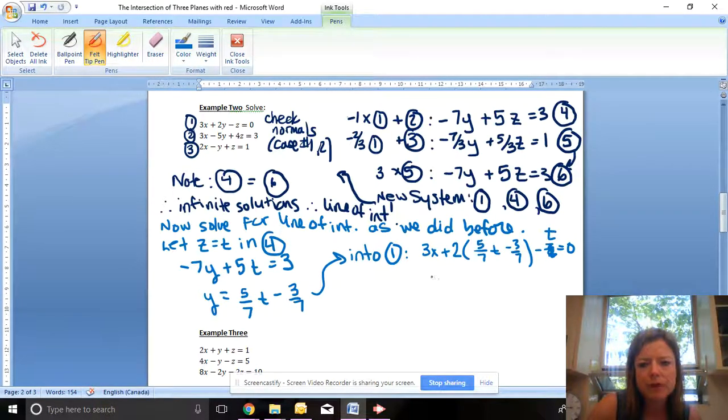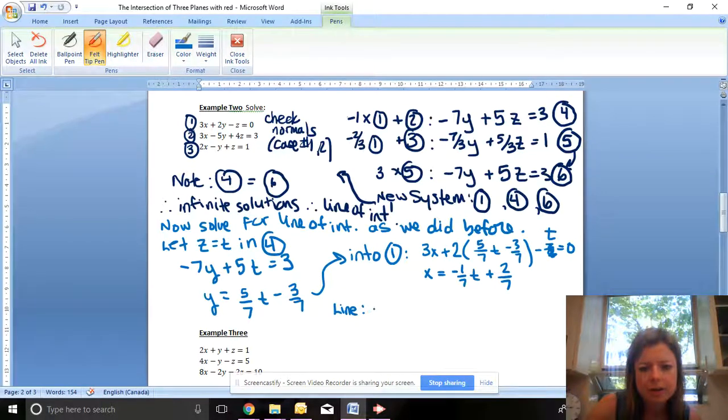Okay, and if we rearrange that and solve, we get x is equal to minus 1 over 7 t plus 2 over 7. You can try that yourself. That's what you get when you isolate x. So that means that those are the parametric equations of our line. This one, and this one.